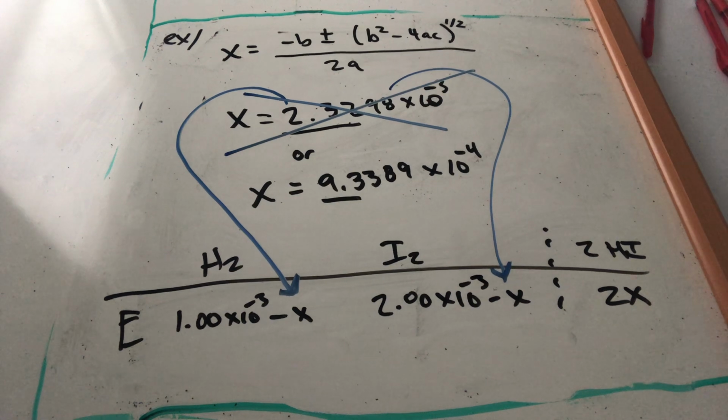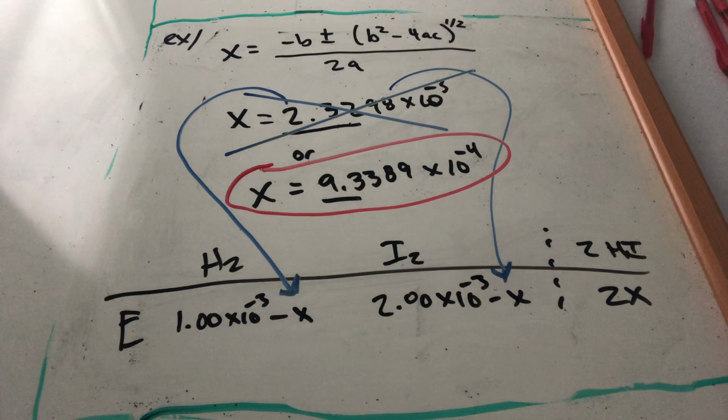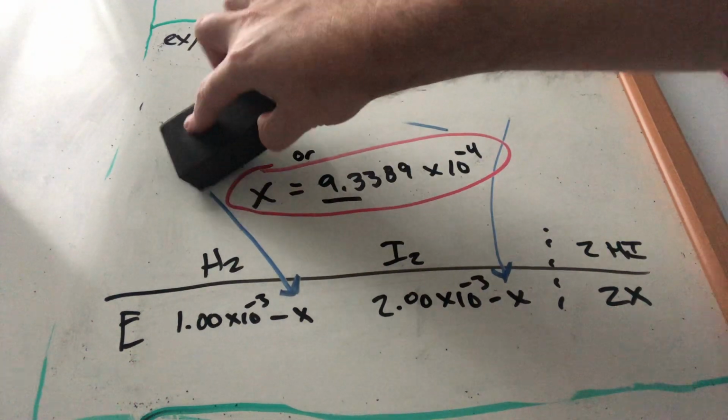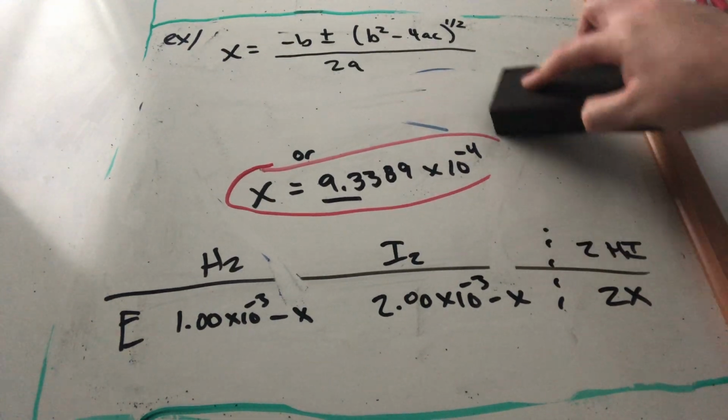So you always do that determination. You see what x makes sense for your ice table in terms of what it's going to do to your E slot. So this right here, this must be our actual x. So of the two x's that you get from the quadratic formula, one will make sense. The other one will produce a negative concentration and it won't make sense.